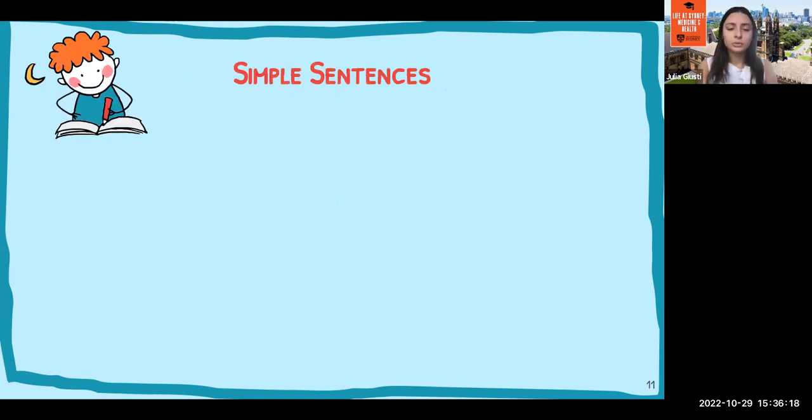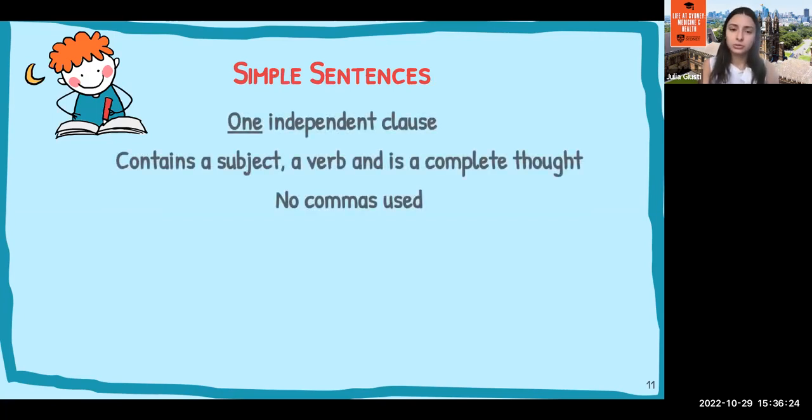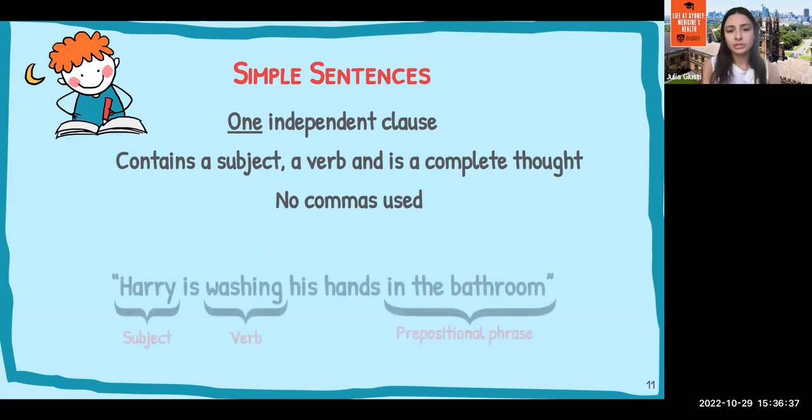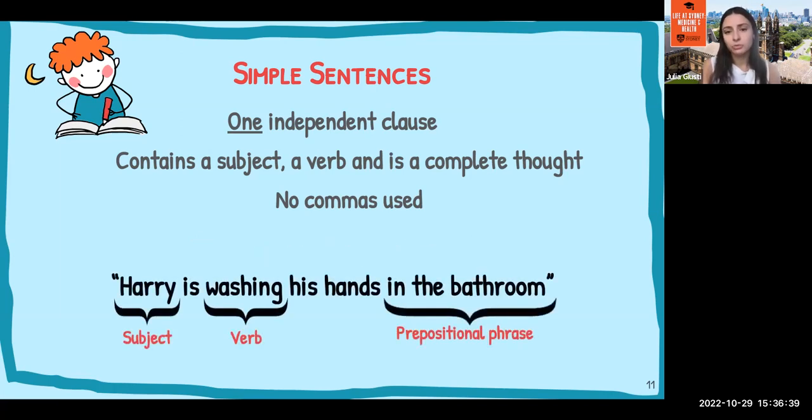So what is the exact definition of simple and compound sentences? A simple sentence has one independent clause. So to recap from before, this includes a subject and a verb and is a complete thought or sentence. For example, a simple sentence is, Harry is washing his hands. And with an added prepositional phrase, Harry is washing his hands in the bathroom. When writing, there are no commas used to separate any element of the sentence.